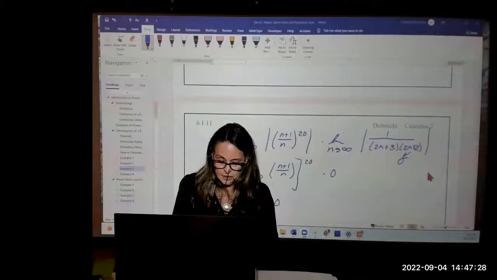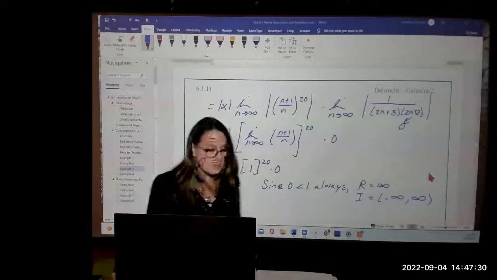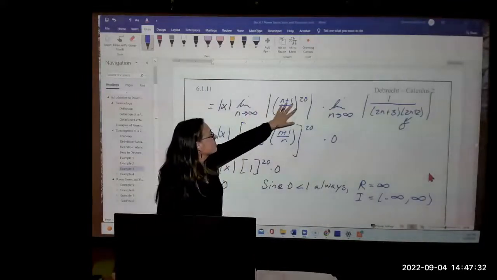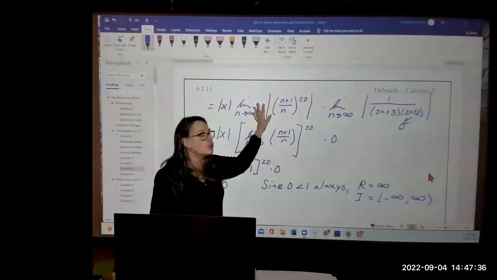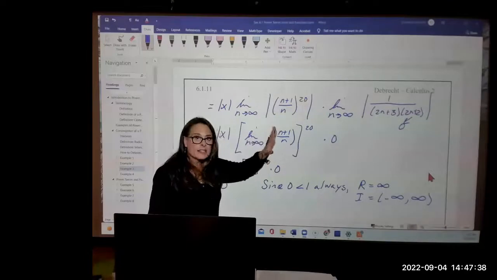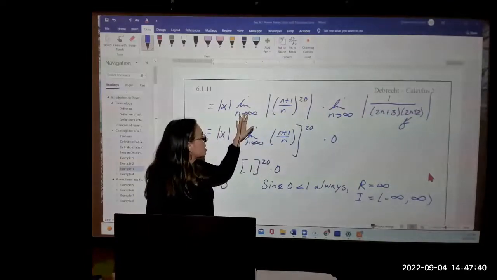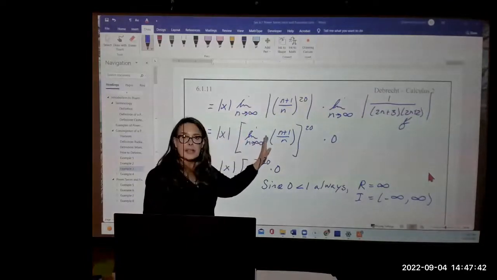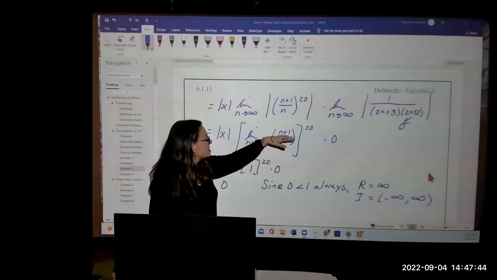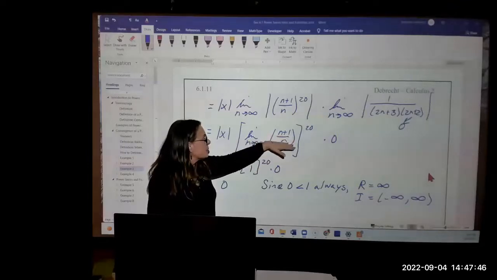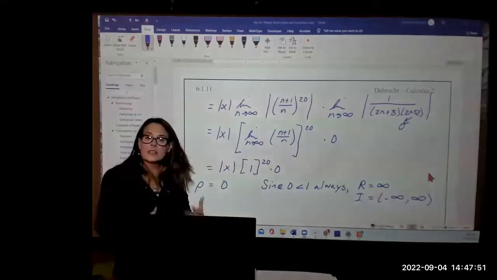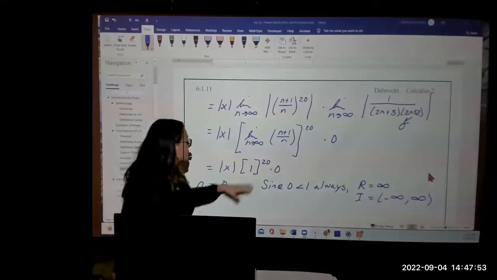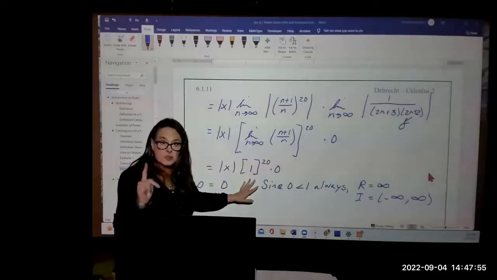So we're going to take the product of the limits, which is the limit of n plus 1 over n to the 20th. Because 20 is a constant that doesn't depend on n, we can pull the limit inside the power, and we can establish the limit of n plus 1 over n as n goes to infinity. Well, we know what that's going to be. It's going to be 1. And so we get 1 to the 20th, which is 1.